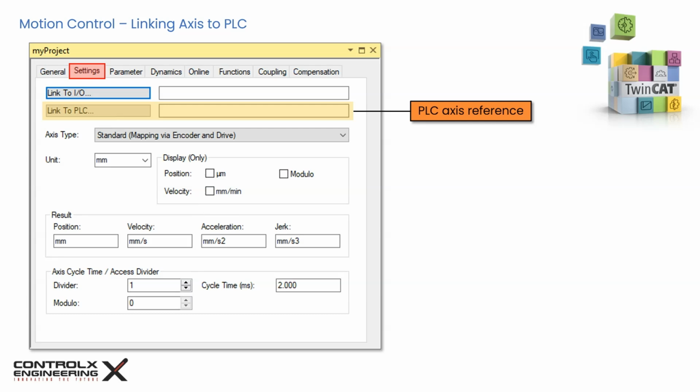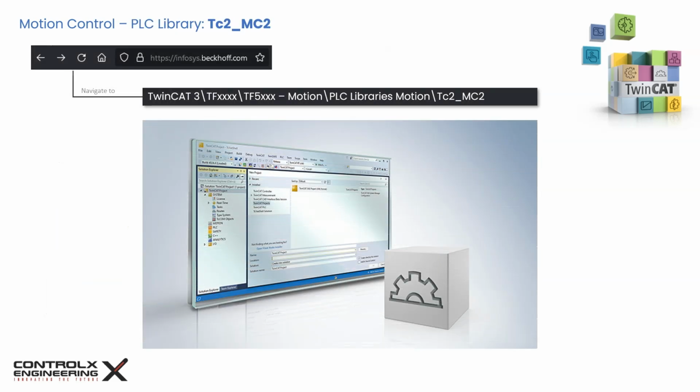In order to create the PLC axis reference, we will need to install the TC2MC2 library, which will provide us with the necessary axis interface containing the axis reference data type. The axis ref data type contains axis information and serves as an interface between the PLC and the NC. We can use the axis ref to instantiate as many axes in the PLC as required, and then link them to the corresponding axis in the NC. More detailed information about the TC2MC2 library can be found on Beckhoff's Infosys website. Use the information shown here to navigate to the library's documentation.